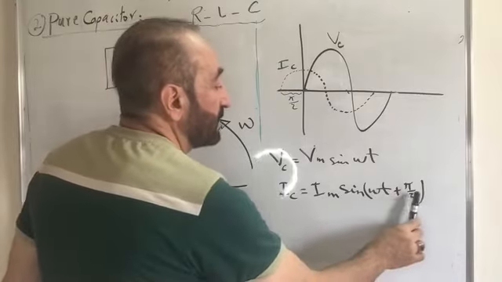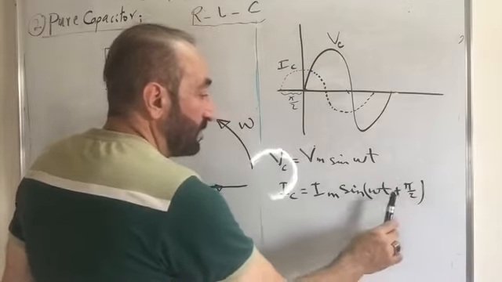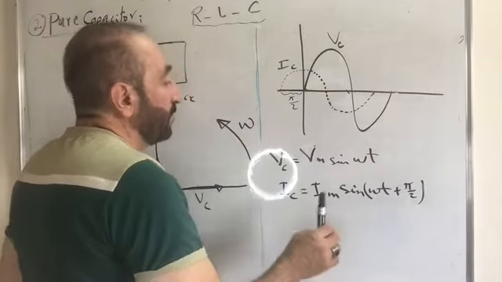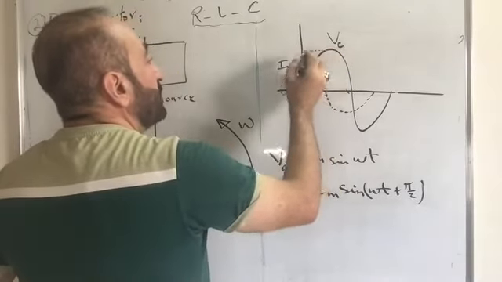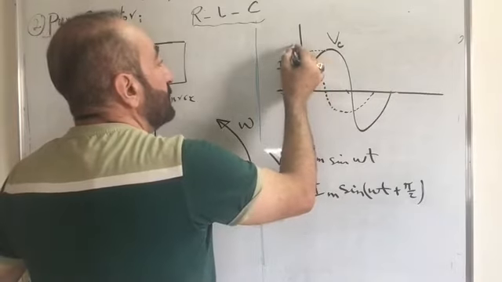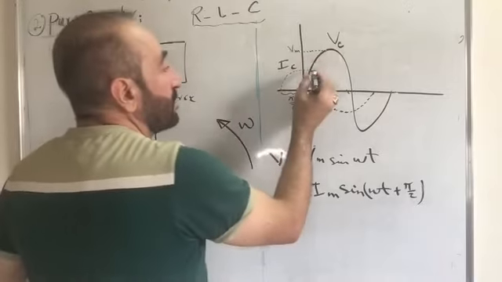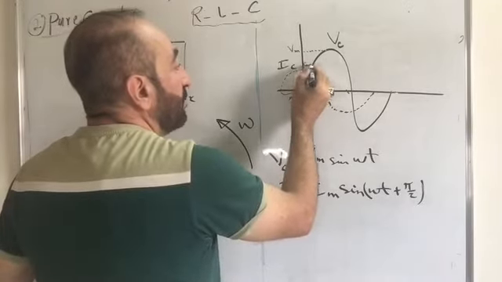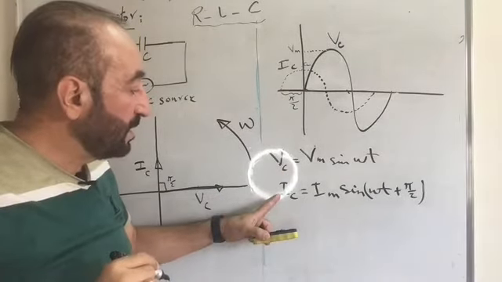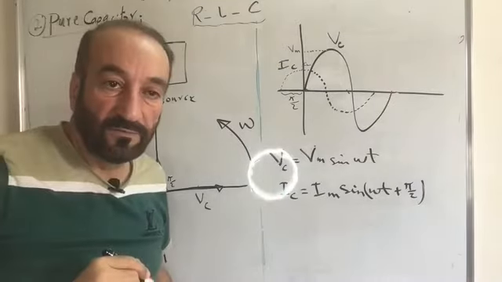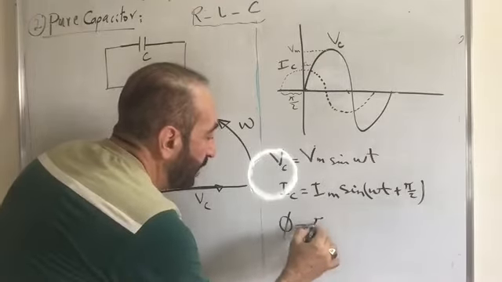V sub C has the relationship V max sine omega t, while I sub C equals I max sine omega t plus pi over 2. Plus pi over 2 indicates preceding. Here the intercept of V sub C on the y-axis represents V max, which means V maximum. Also here I maximum. While V sub C is the instantaneous voltage, here the instantaneous current. The phase angle phi equals pi over 2.